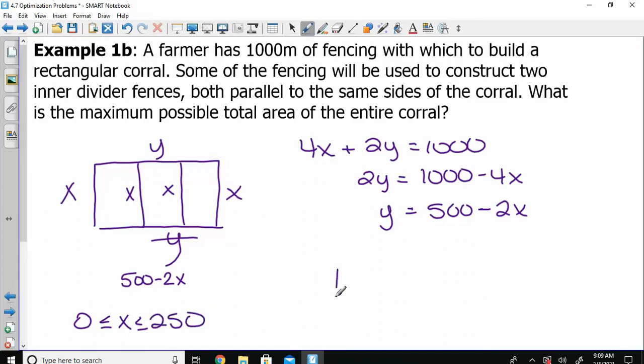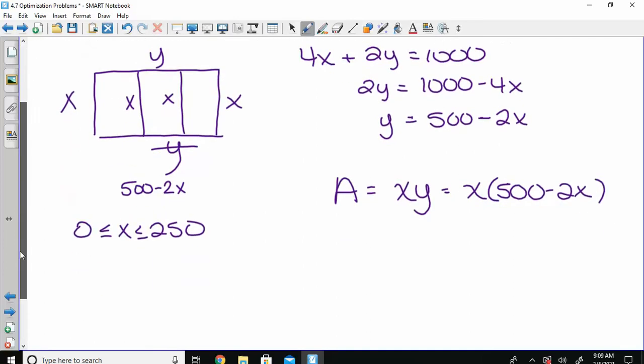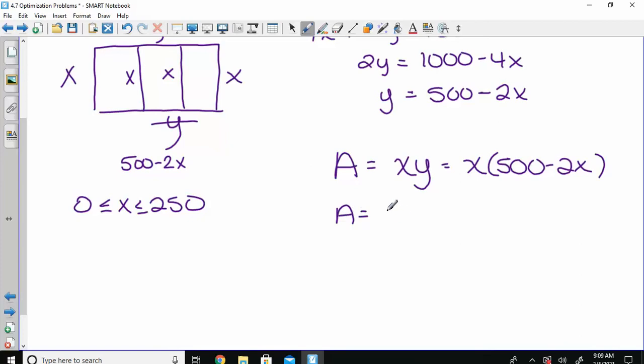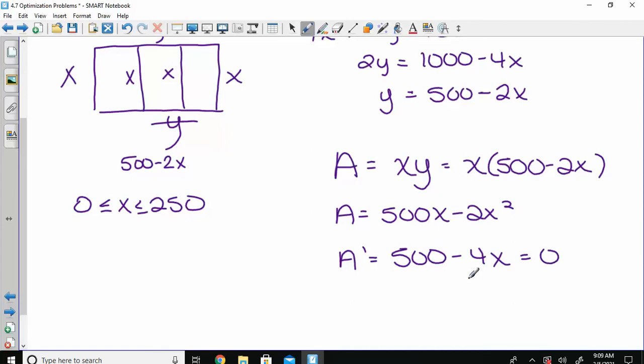Okay, I want to maximize area. So area is length times width, x times y, which in this case would be x times 500 minus 2x. You get 500x minus 2x squared. So then to maximize, you do your derivative. So 500 minus 4x, set that equal to 0. And x is 125.